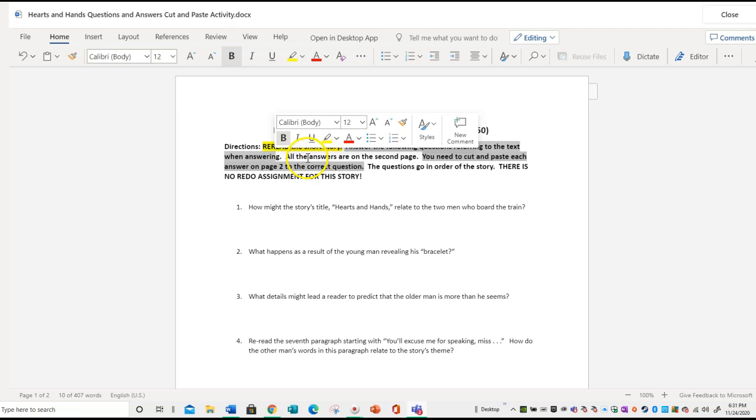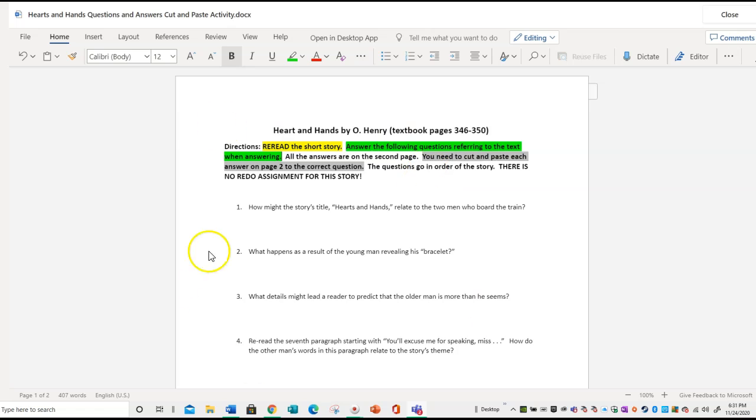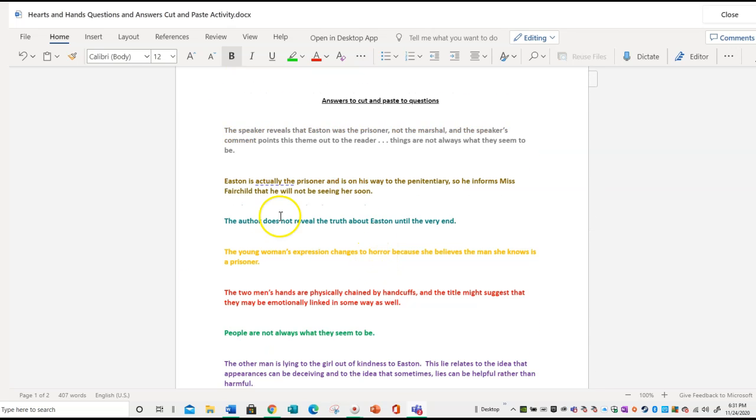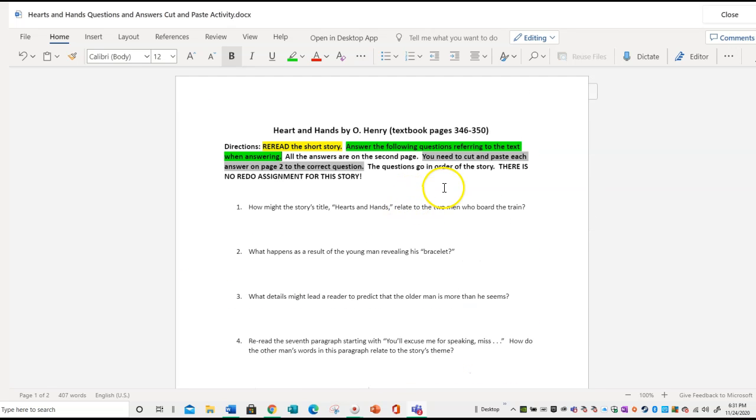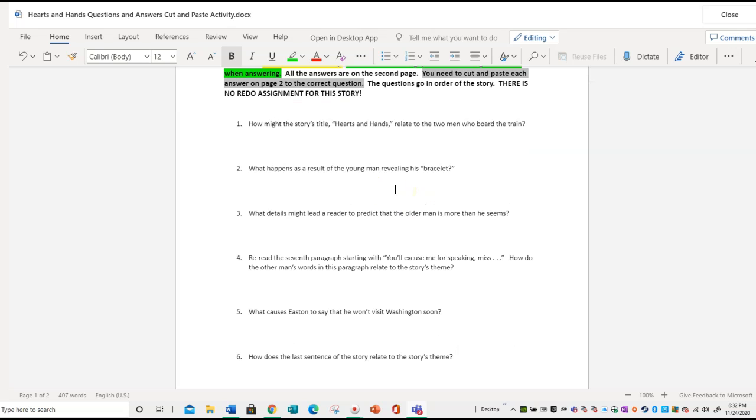Yes, it's going to take some effort to do this, because you need to have the text in front of you. All the answers are on the second page. So this is the first page, this is the second page. It says you need to cut and paste each answer on page 2 to the correct question. The questions go in order of the story. There's no redo assignment for this story. This is it. This is 8 points.